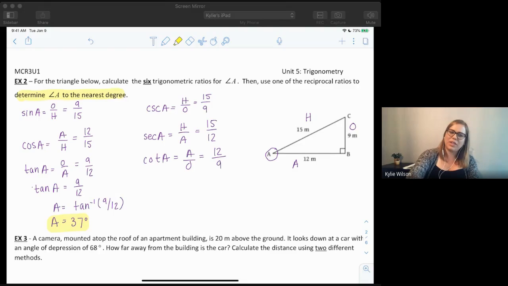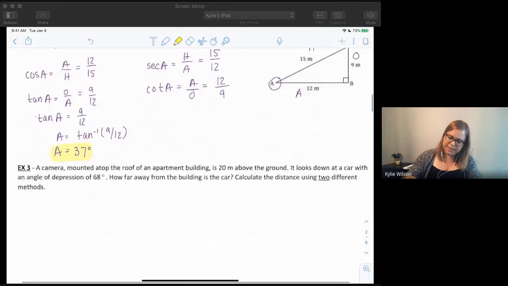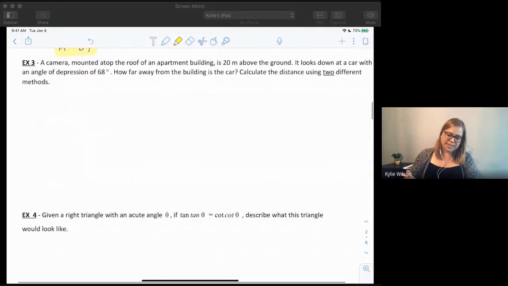Okay, we have a lot of examples to go through, so let's do another one. So the next one here says that a camera is mounted atop of a roof of an apartment building and is 20 meters above the ground. It looks down at a car with an angle of depression of 68 degrees. How far away from the building is the car? Calculate the distance by using two different methods.